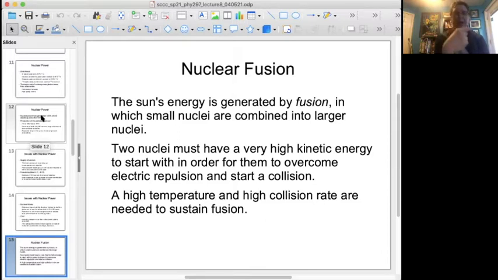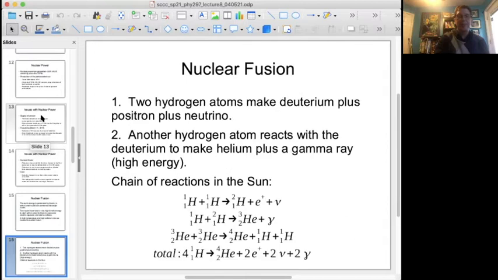So you need a high temperature and a high collision rate to sustain the fusion. And that's been a major issue for practical utility scale fusion, that controlled fusion reactions haven't reached the break even point where they release more energy than is put in. But the basic reactions are the two hydrogen atoms make deuterium plus a positron plus a neutrino. And then another hydrogen atom reacts with the deuterium to make helium plus a gamma ray. So very high energy photon.